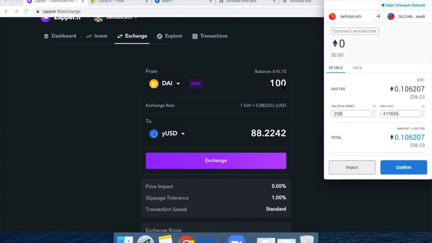For the sake of a demonstration, though, I'm going to go ahead and do this, even though this would be 36% of my total here. If I were to up this to 1,000, I'd still be paying $36, which makes a hell of a lot more sense, because now I've got a larger position to earn a higher return and easily overcome that cost. So let's go ahead and click confirm.